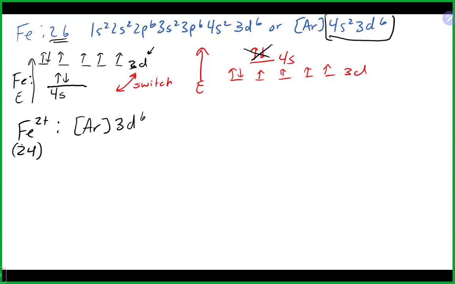Now, if iron made the +3, which it can because it can make a variable charge, it would go from 26 to 23 electrons, which means it would be argon. It would again lose these 2 electrons, but now it's out of s electrons to lose. So the next highest would be losing an electron out of our d orbital, and it will end up at 3d5.